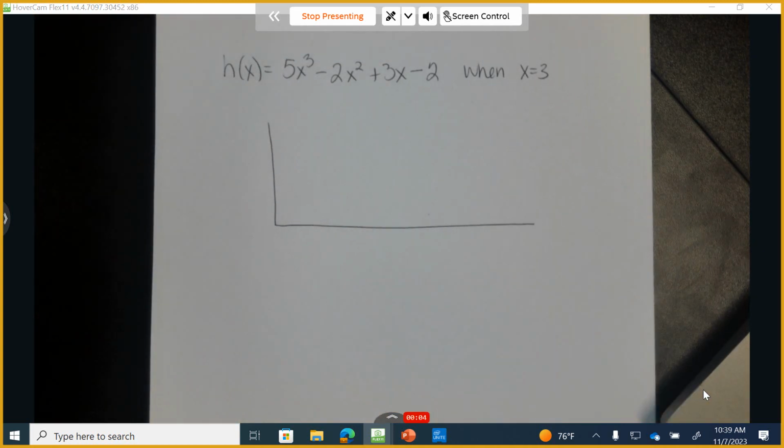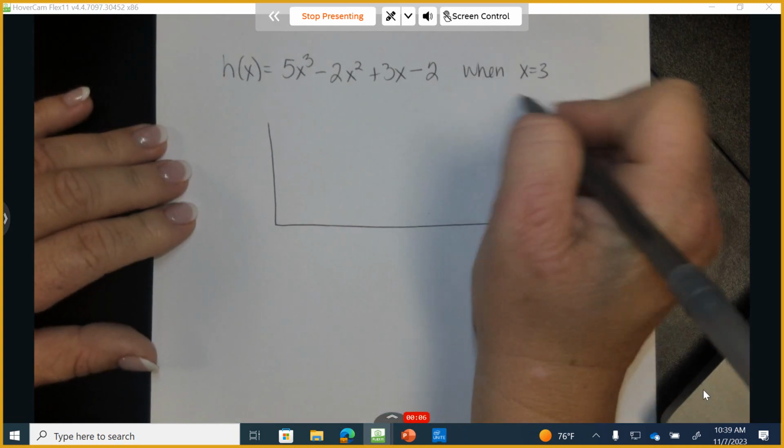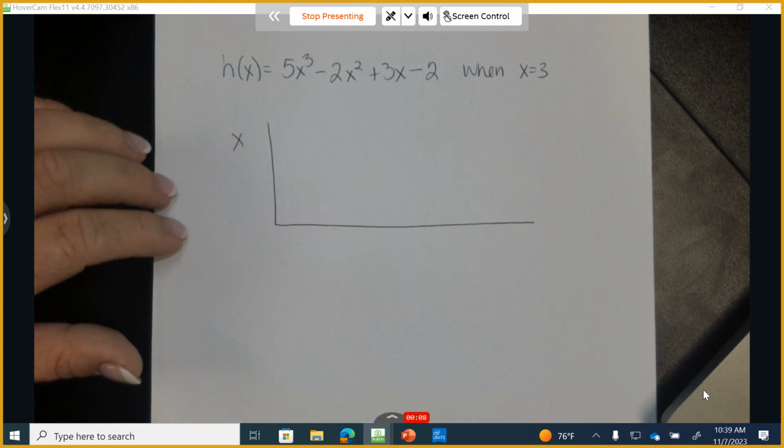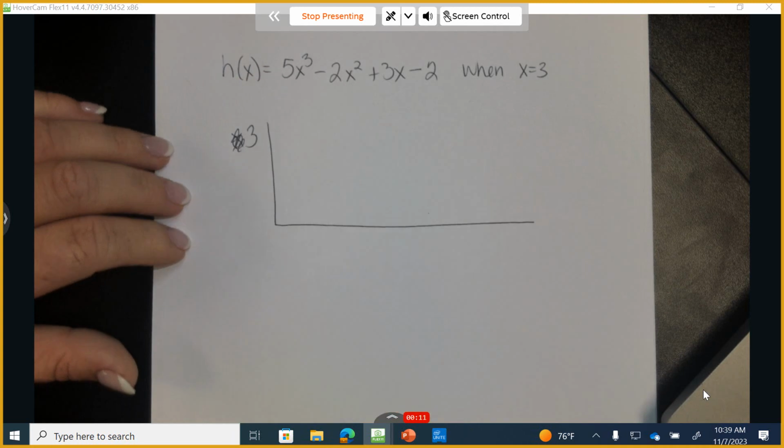I'm making an upside down L. This number goes up front. So, oops, I just put an X. I meant to put a 3. This number goes up front.